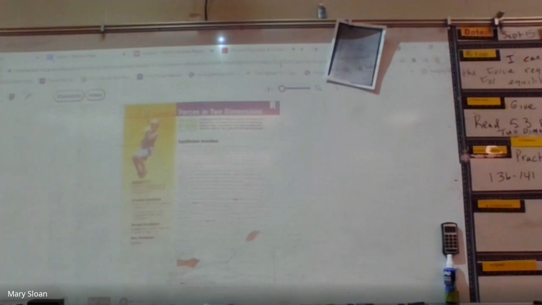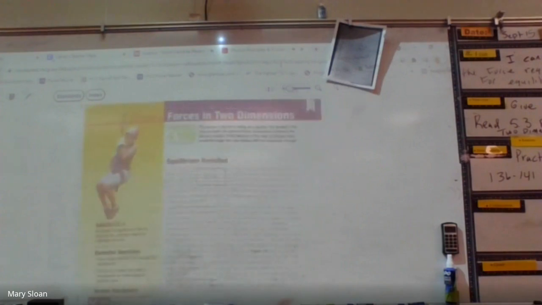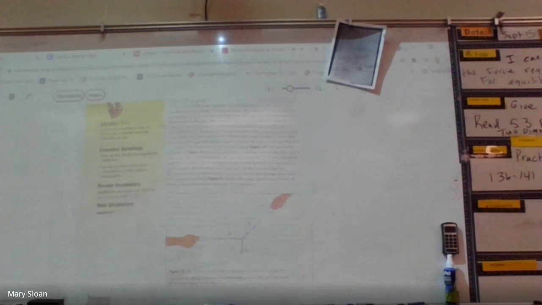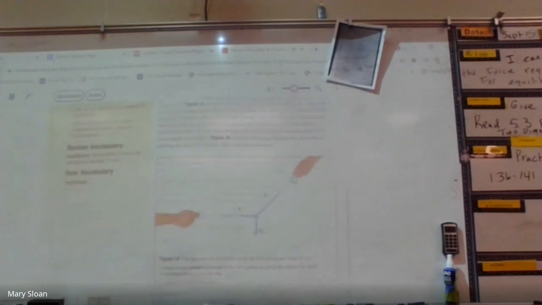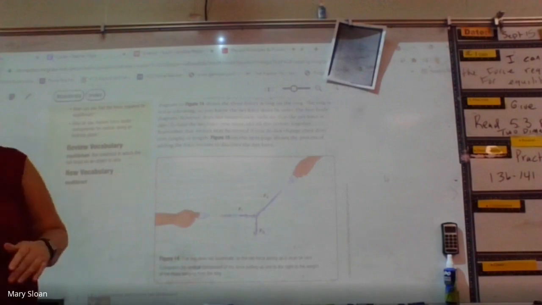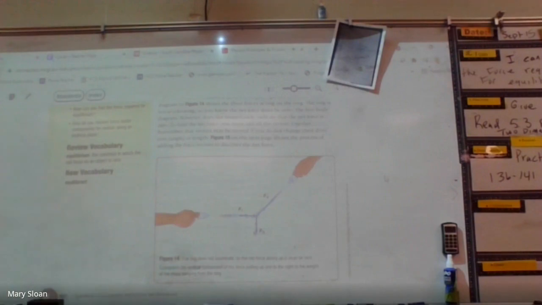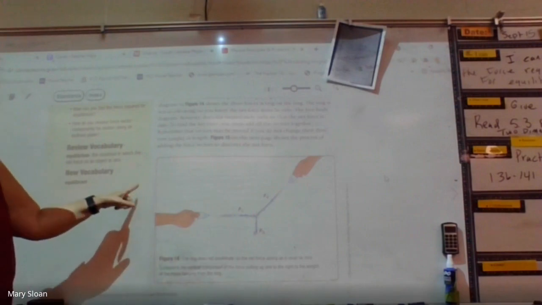Figure 15 on the next page shows the process of adding the force vectors to discover the net force. Figure 14: the ring does not accelerate, so the net force acting on it must be zero. Compare the vertical component of the force pulling up and to the right to the weight of the mass hanging from the ring. Okay, so we have used spring scales before, have we not?